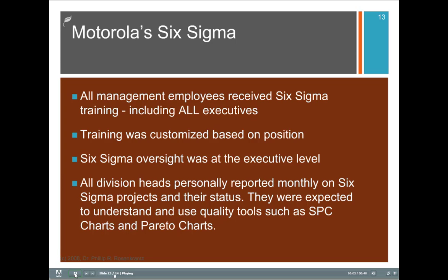Motorola shared that all management employees had received Six Sigma training, including all executives. Training was customized based on position, and that Six Sigma oversight was at the executive level. They also shared that all division heads personally reported monthly on Six Sigma projects and their status. So there was a lot of executive accountability that was missing in the TQM and other previous continuous improvement movements. They were expected to understand and use quality tools such as control charts and Pareto charts.